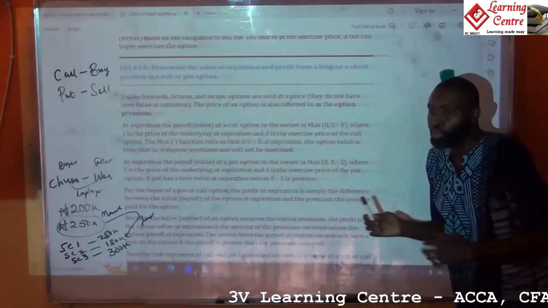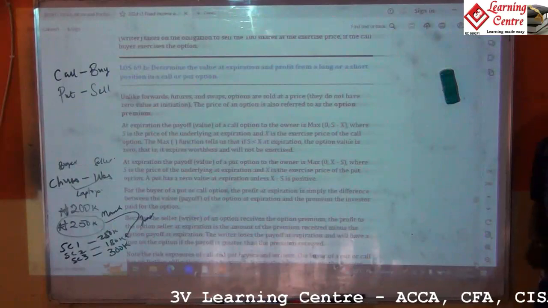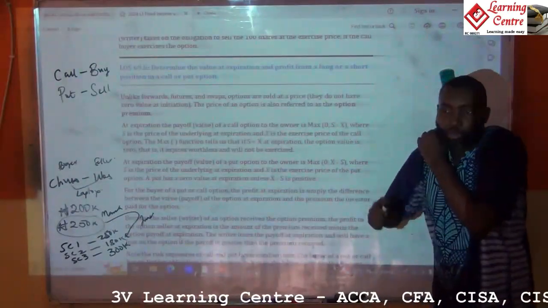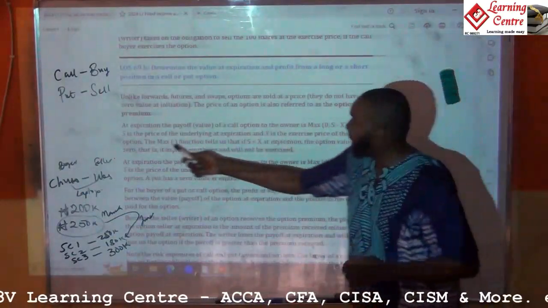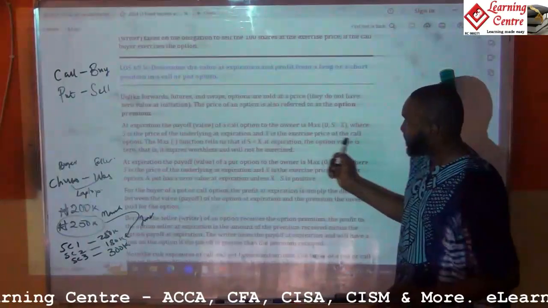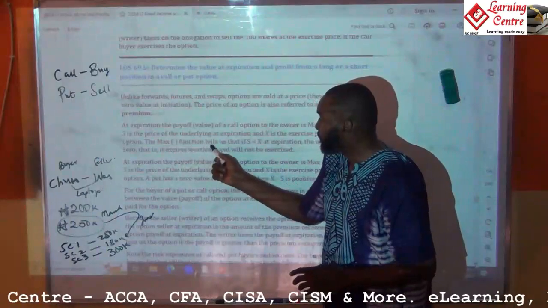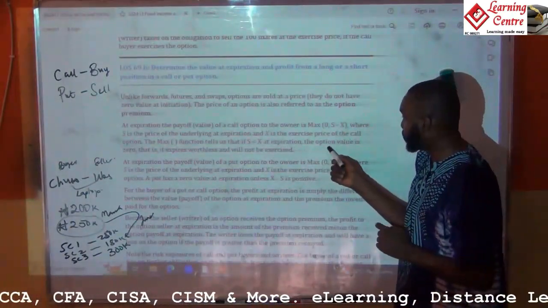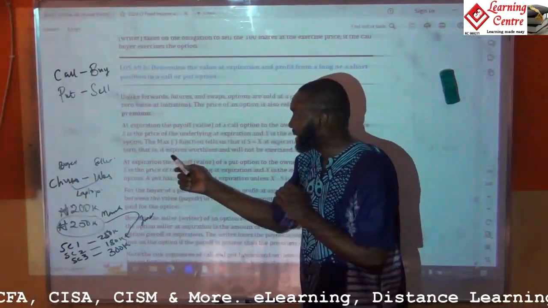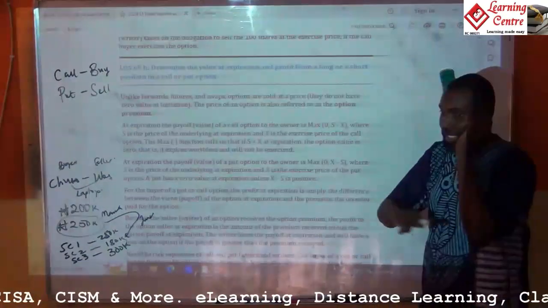Because remember, an option is to give me a way out. So I'm not going to go into an option that will give me negative value. So this says where S is the price of underlying, and X is the exercise price. The maximum function tells us that if S is less than X at expiration, the option value is 0. That is, it expires worthless and will not be exercised.